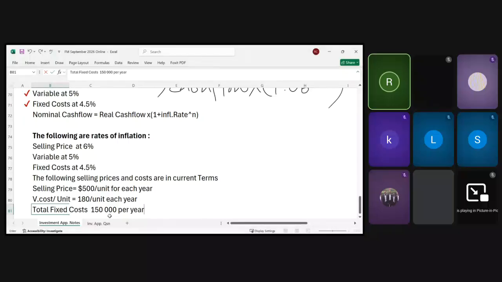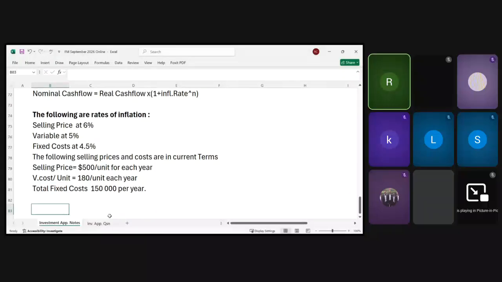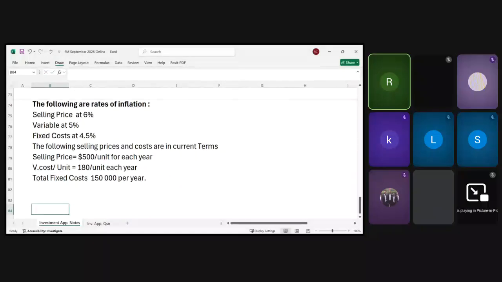That is what we have. So from this, let's assume a project with 4 years. And how are we going to inflate our prices and costs here? So this is what I'm going to have.